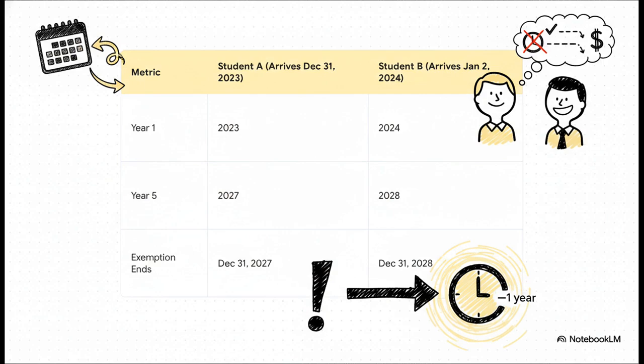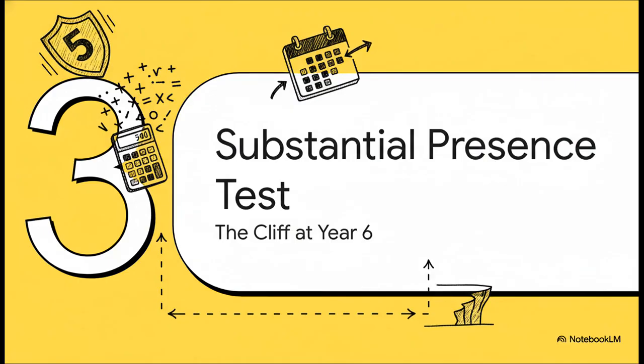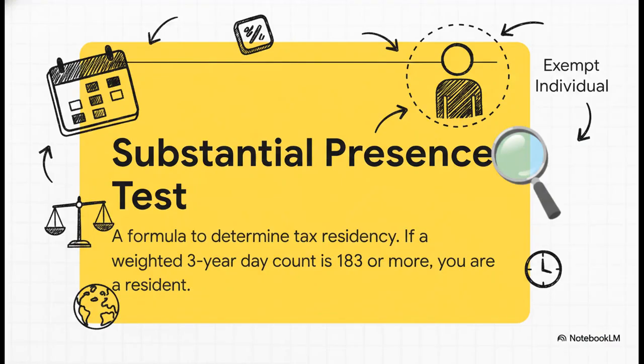That is huge. All right, so what happens when that 5-year shield just drops? Well, you fall right into something called the substantial presence test. This is that mathematical cliff we've been building up to. Okay, here's the formula itself, straight out of the tax code. IRC Section 7701(b)(3). It looks a little intimidating, I know.